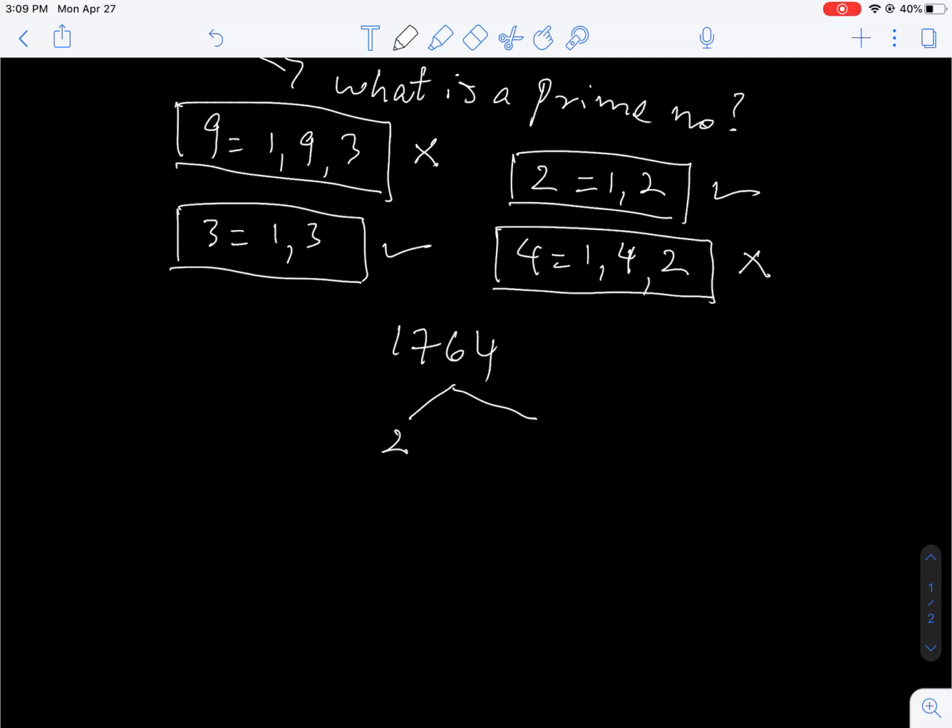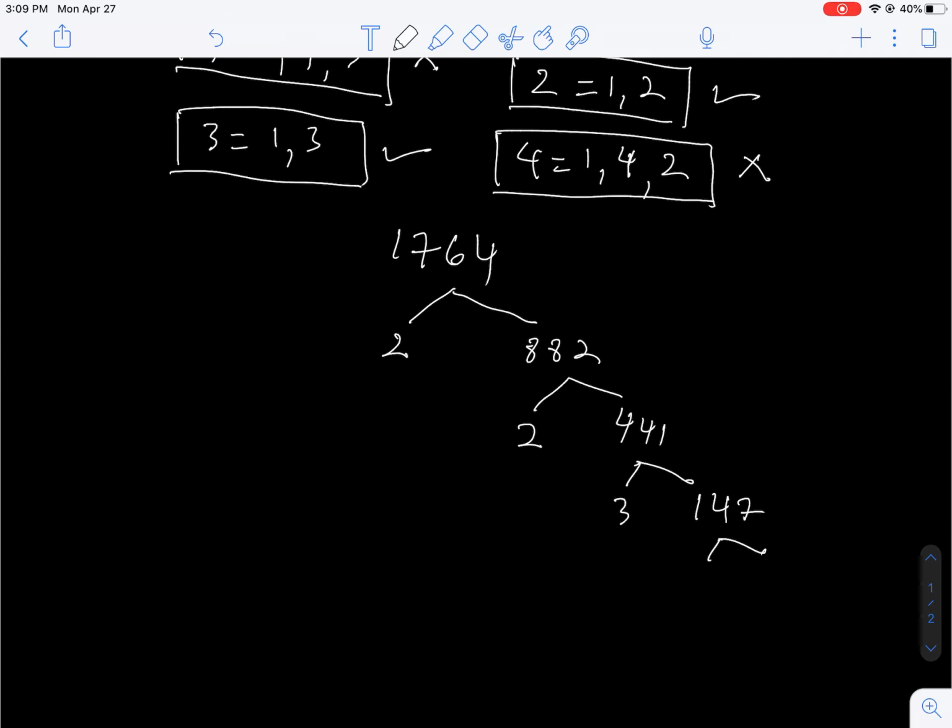I always start with 2. So we can divide 1764 by 2 and it will be 882. We can divide this by 2 again and it will be 441. We can divide 441 by 3, not by 2. So we can divide it by 3 and it will be 147, and we can divide 147 by 3 and it will be 3 times 49, and we can divide 49 by 7. 7 times 7 is 49.